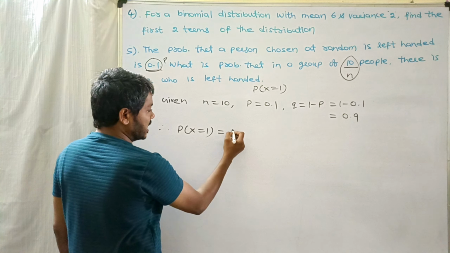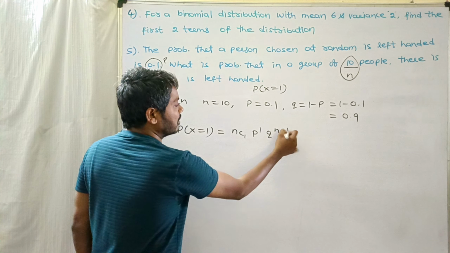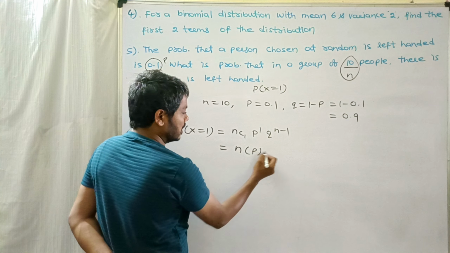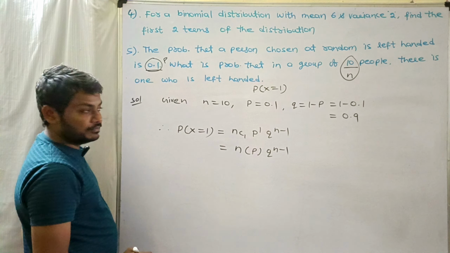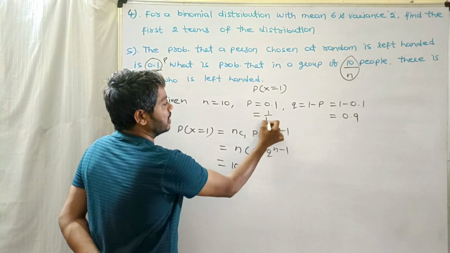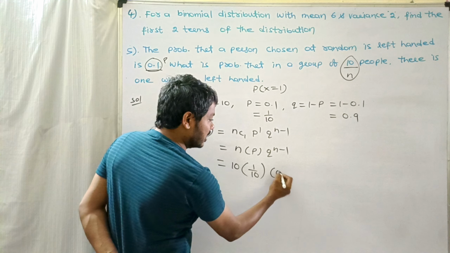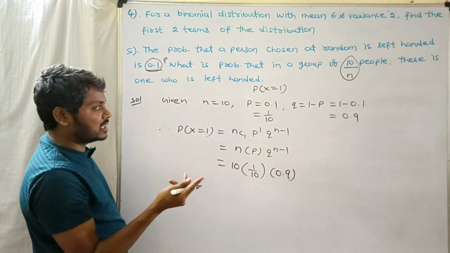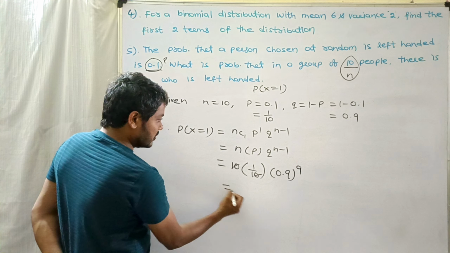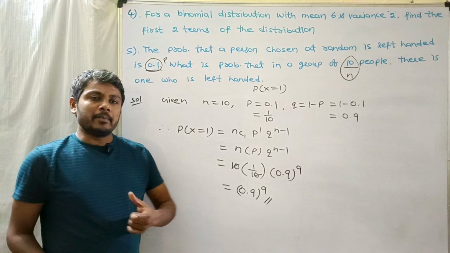What is the formula? nCx, x is 1, p power 1, q power n minus 1. What is nC1 value? n. p power 1 is p and q power n minus 1. n value is 10 and p value is 0.1, that is 1 by 10. And q value is 0.9, all to the power of 10 minus 1, that is 9. So 10 gets cancelled. So this is 0.9 all to the power of 9. This is the required probability.